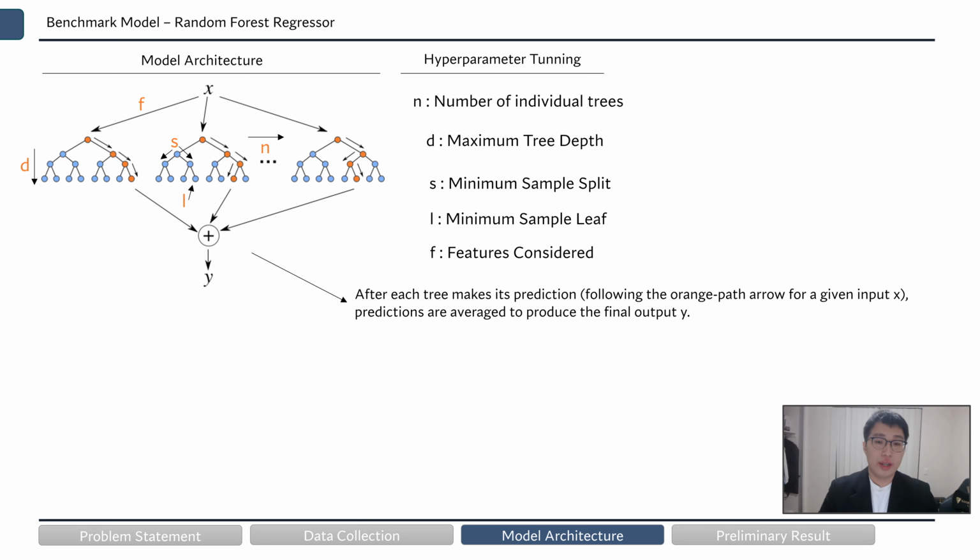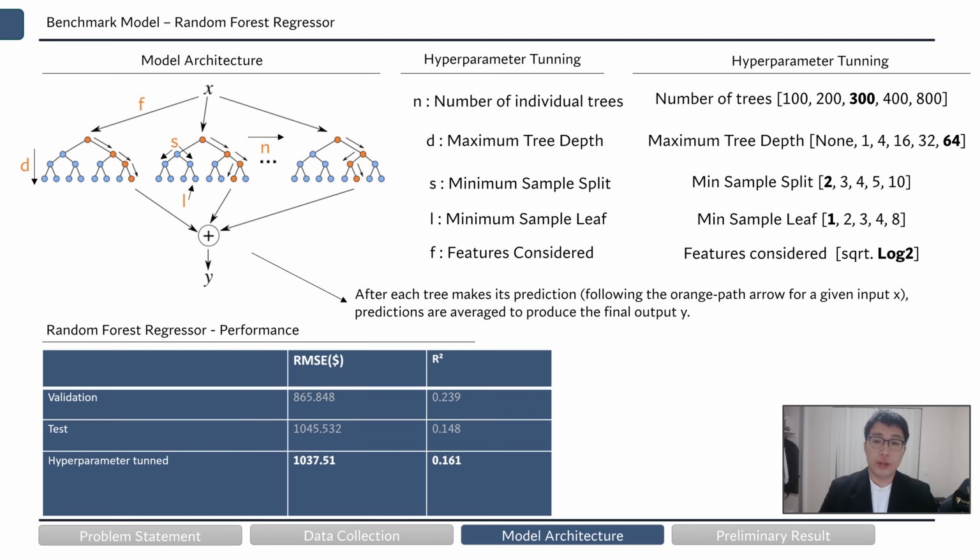Using random search CV, the best hyperparameters included 300 individual trees, a maximum tree depth of 64, a minimum sample split of 2, a minimum sample leaf of 1, and selecting base-2 logarithm features, which balance per-tree complexity with ensemble variance reduction. On our test set, tuning reduced root mean square error from $1,045 to $1,037, and raised R squared from 14.8% to 16.1%.